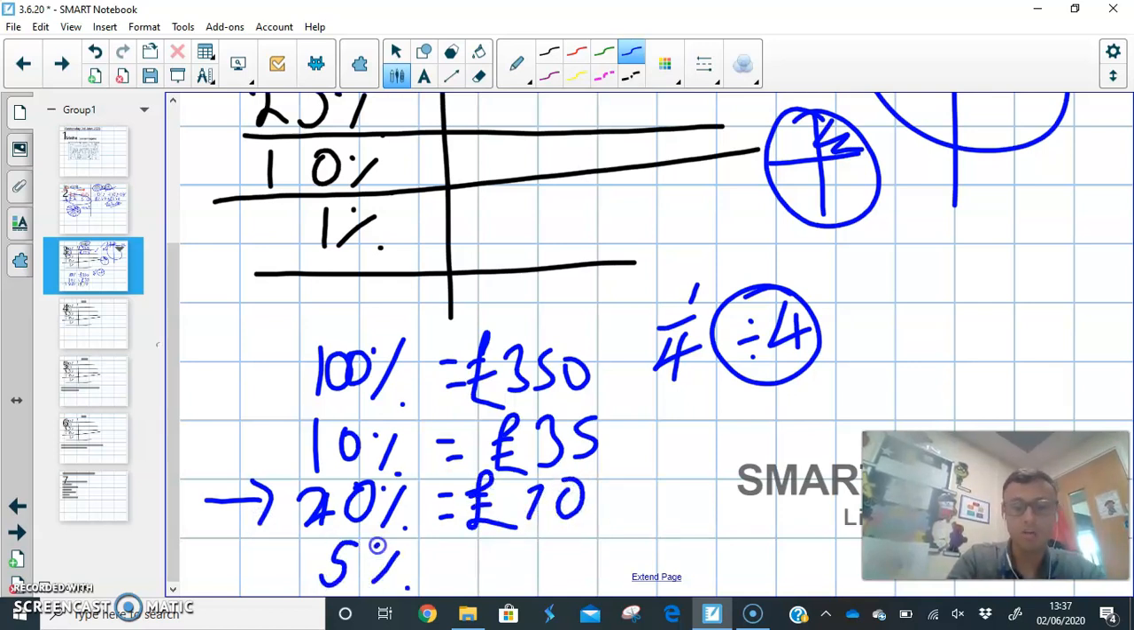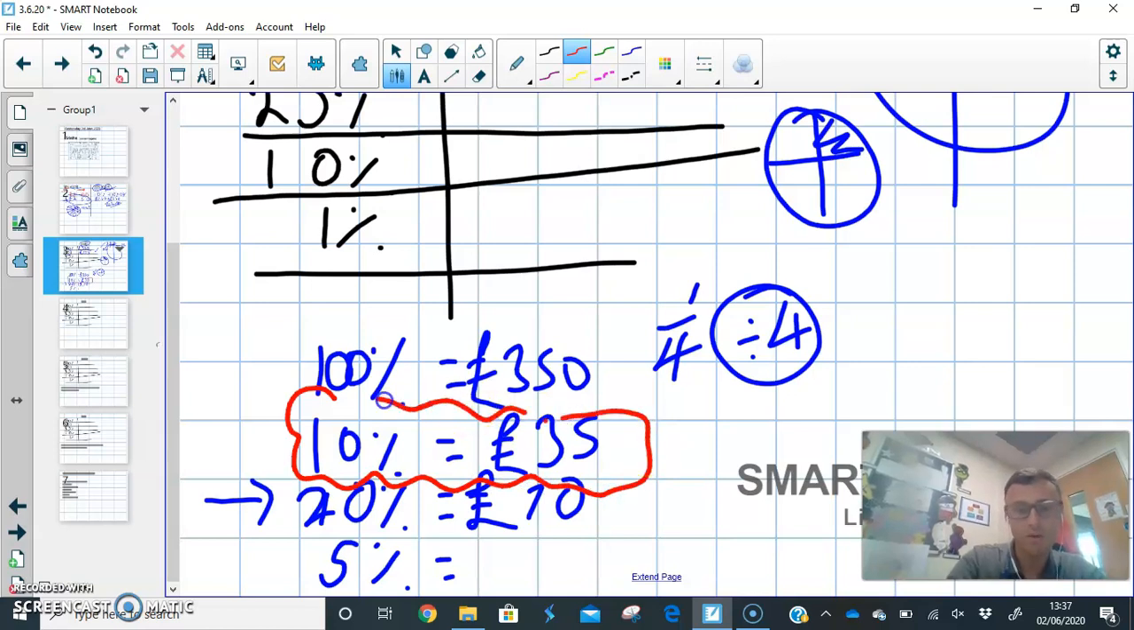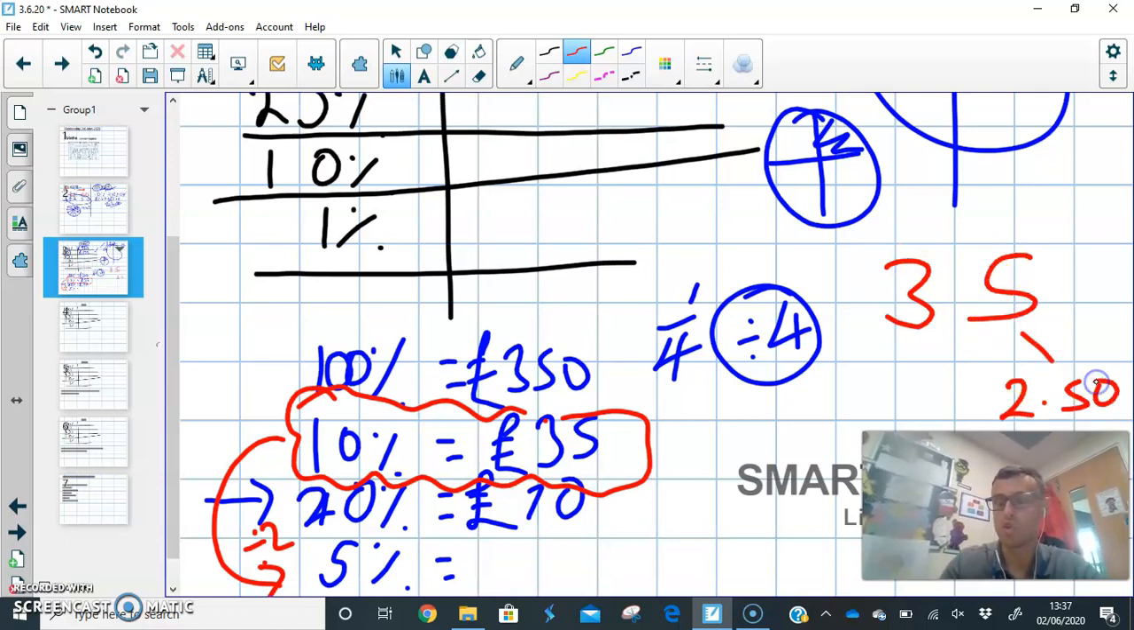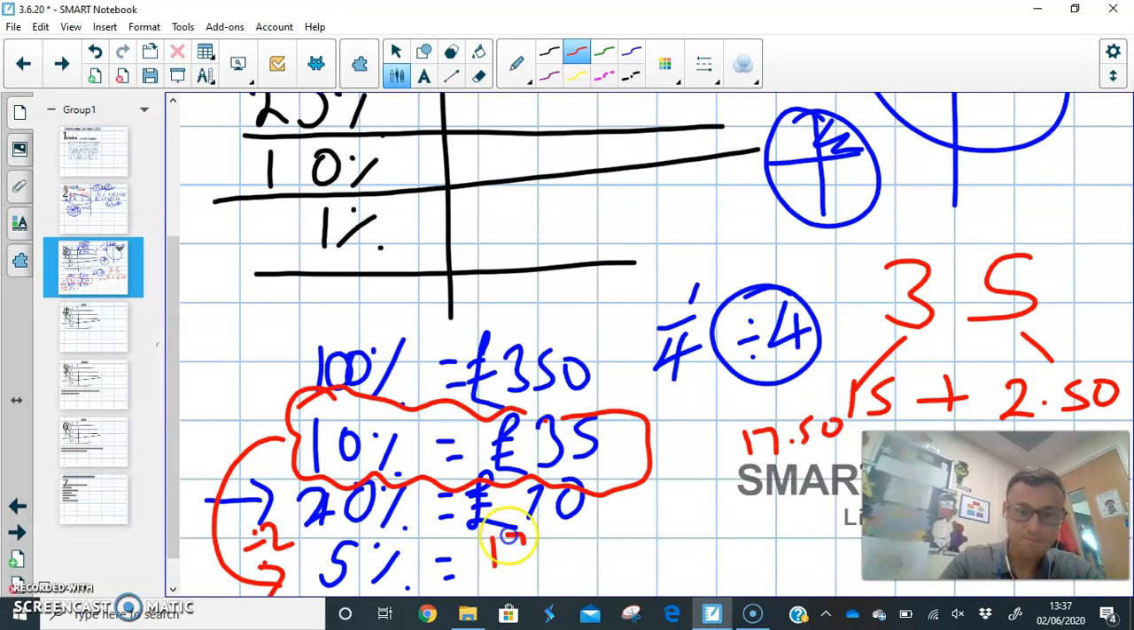And then 5%. Oh, hold on a second. If I know 10%, 10% is my golden number. I always find 10%. 10% is 35. So how do I get from 10% to 5%? Well, I half 10% because half of 10 is 5. So I need to half 35. Half of 5 is £2.50 or 2.5. Half of 30 is 15. Add them together, I end up getting £17.50.